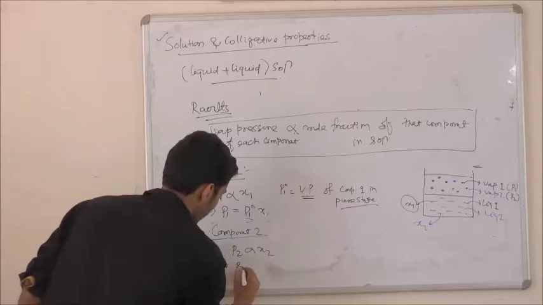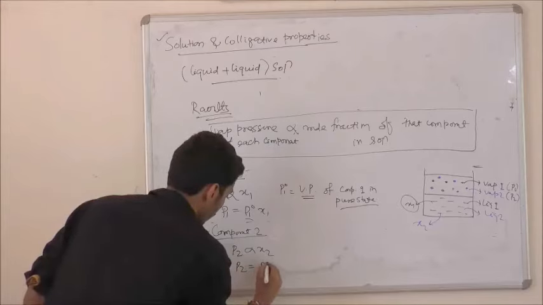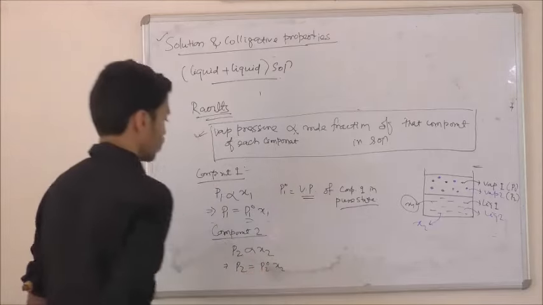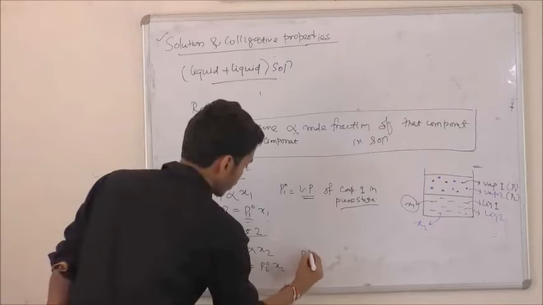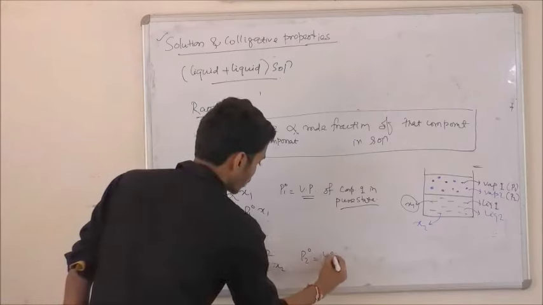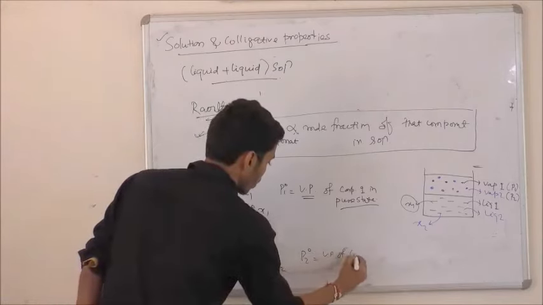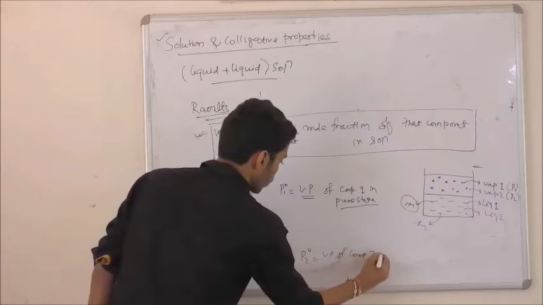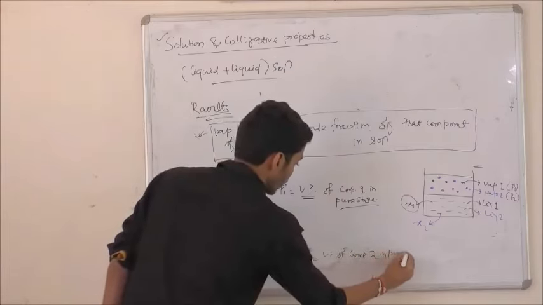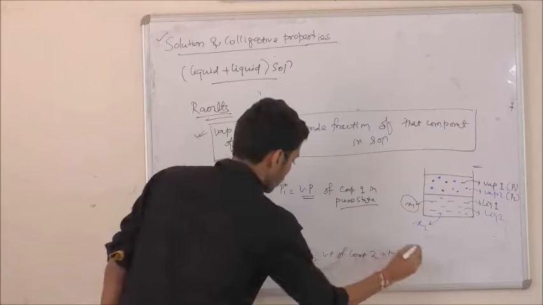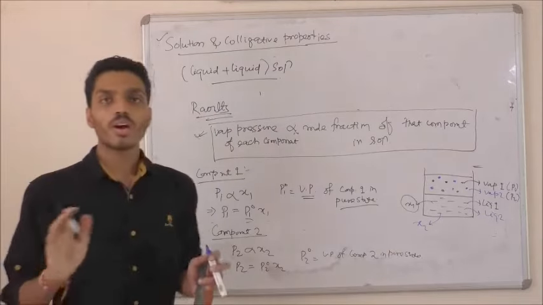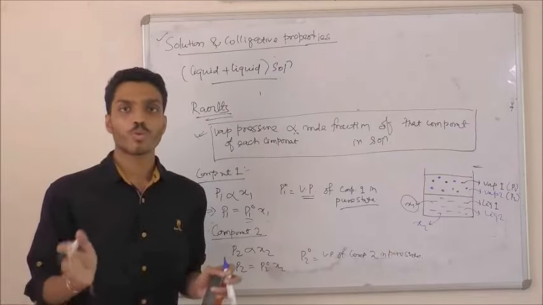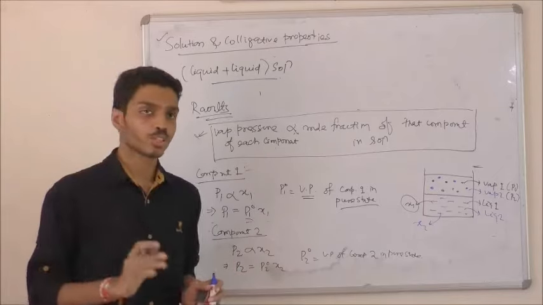That implies that P2 equals P2 naught x2. Okay, and what is P2 naught? Vapor pressure of component 2 in pure state. So P1 naught and P2 naught are the vapor pressures of component 1 and 2 in pure state.